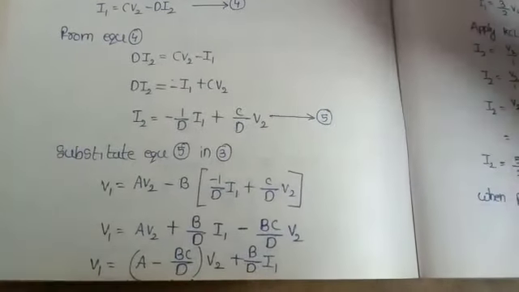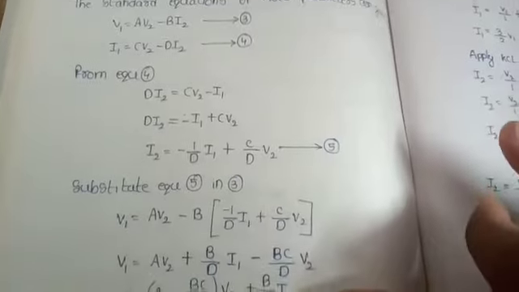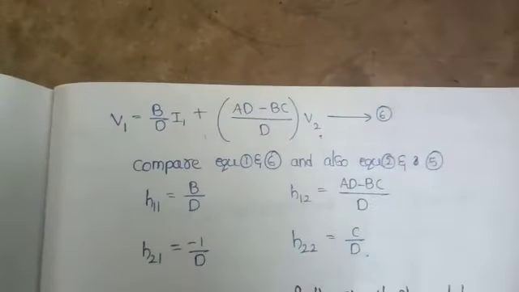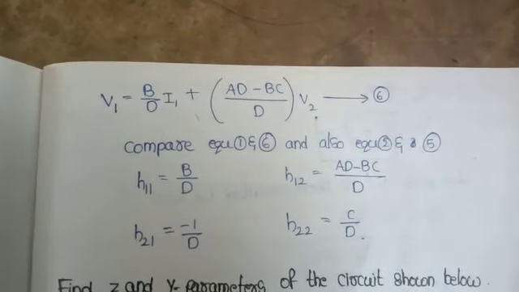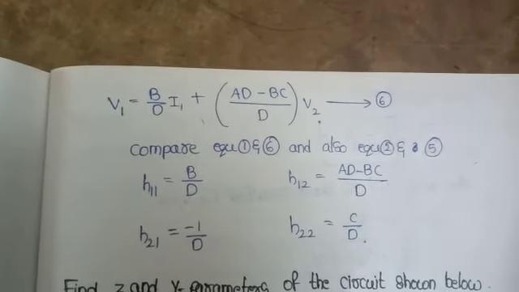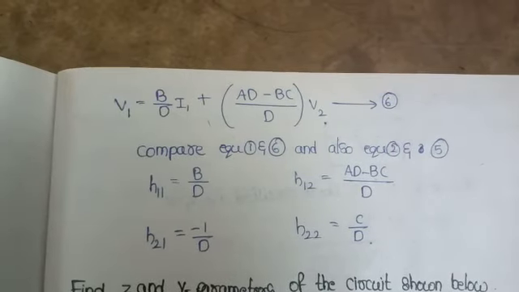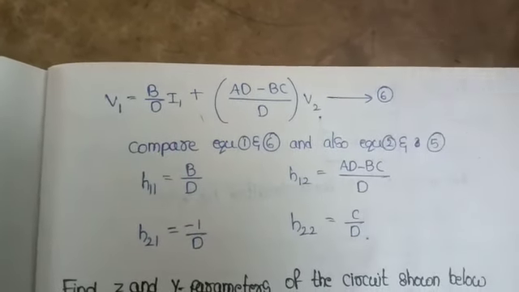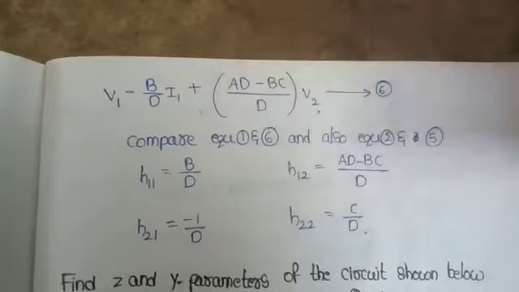Substitute this equation 5 into equation 3. We are getting the V1 value. So we expand it: V1 equal to B by D I1 plus AD minus BC by D V2. Compare equation 1 and 6 and 2 and 5. So H11, H21, H12, H22 may be obtained in terms of ABCD parameters.